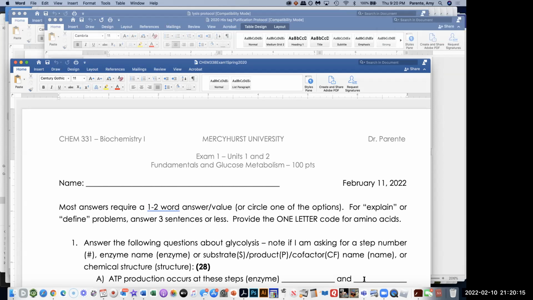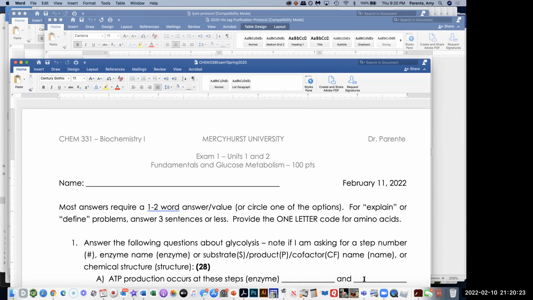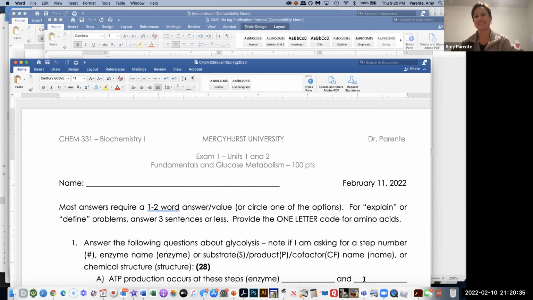Well, somebody else help me out? It's not an isomerization that happens afterwards. It's going to be a mutase enzyme because we move a functional group. Yeah. That's right. I think it's a kinase. It's a phosphoglycerate kinase or something like that. Is that right? Yes.